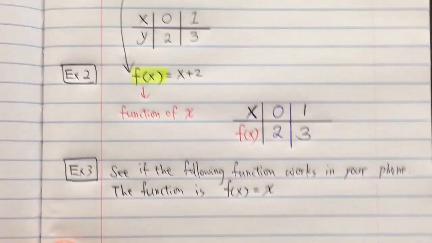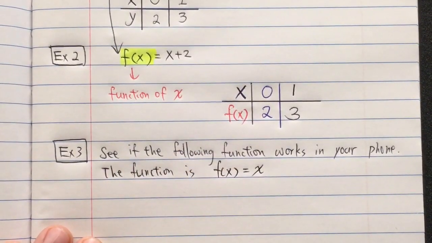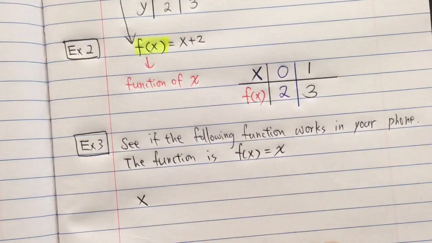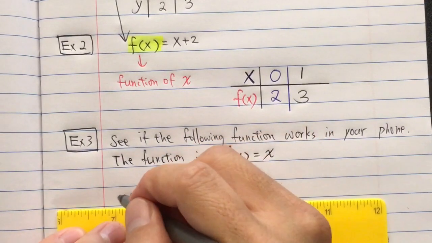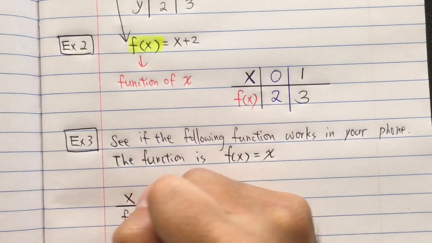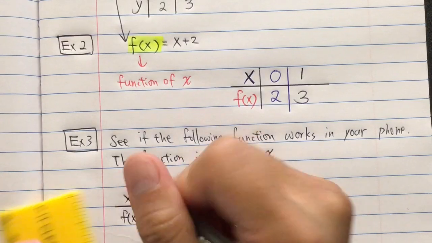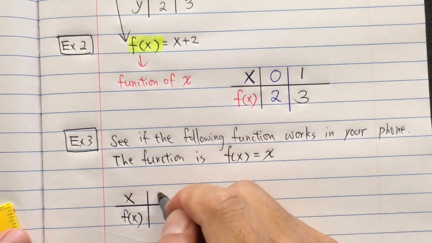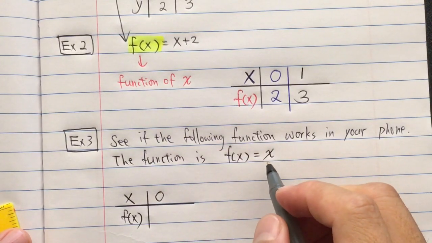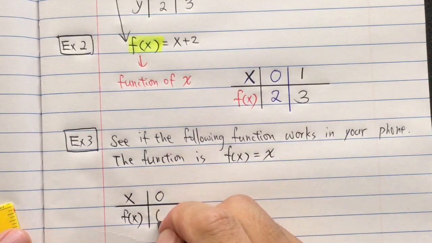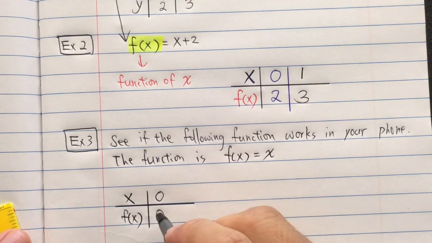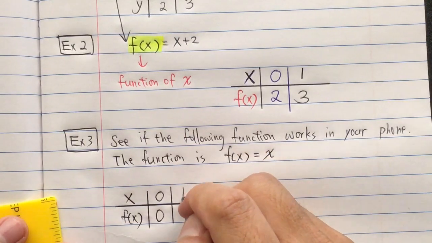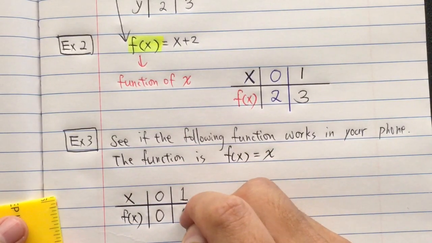Now let's see if this function is good. I make a table with x and f of x. When x equals 0, what is f of x? It equals 0, because f of x equals x. How about when x equals 1? f of x equals 1.